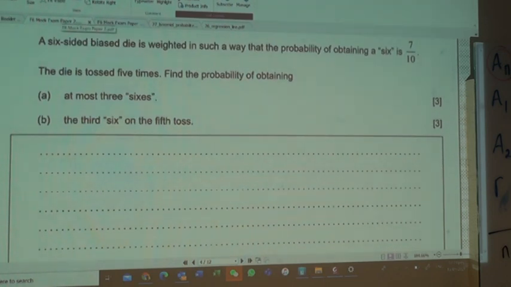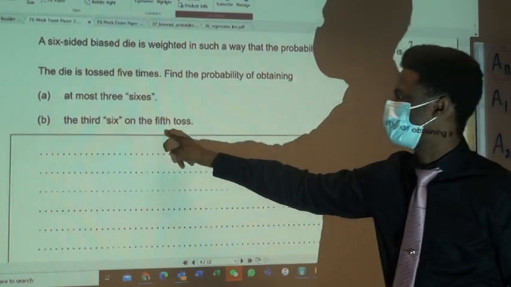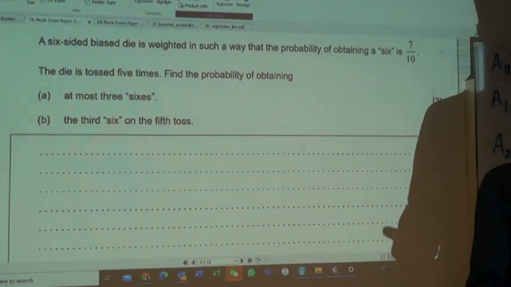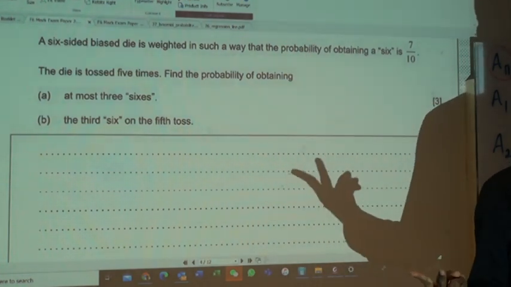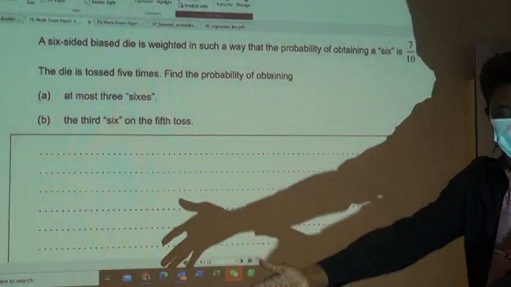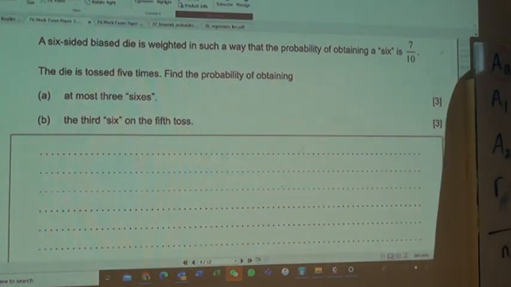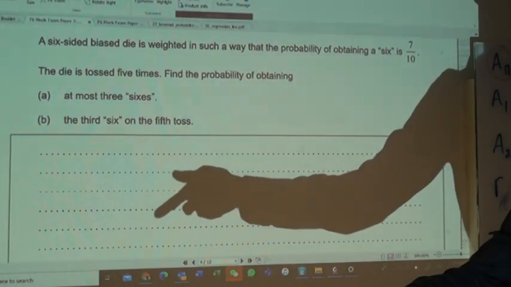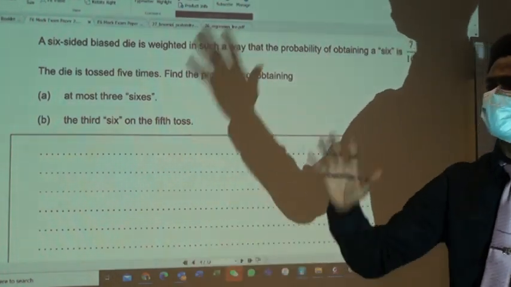Then this, we did something like this in the class also. Remember? A third 6 on the 5th toss. It means when you toss 4 times, you only have two 6s. So you just find the probability of having two 6s in the 4 tosses and the probability of another 6. Does that make sense? Remember, this is one die that is tossed a certain number of times.